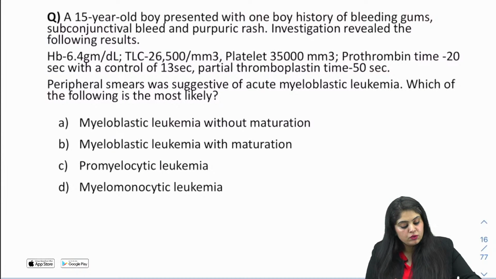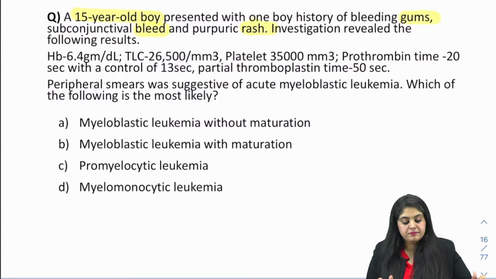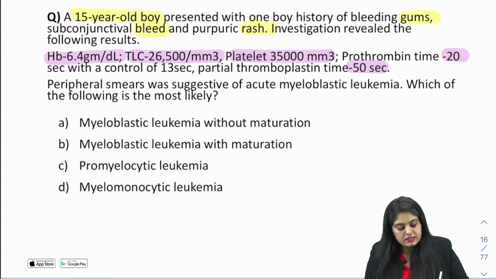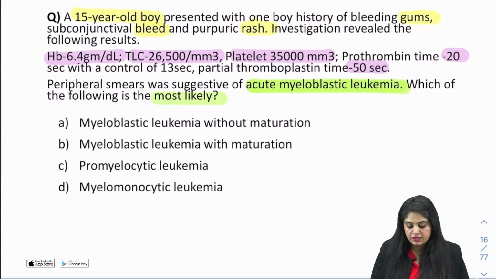There's a 15-year-old boy who's got a history of gum bleeding, conjunctival bleeding, skin bleeding, lots of bleeding. Investigation revealed hemoglobin has gone very down. TLC is 26,000. Platelet has become very low, 35,000. Prothrombin time is 20 seconds and APTT is 50 seconds. Diagnosis is given. It's a case of AML. Which AML am I likely to find over here?